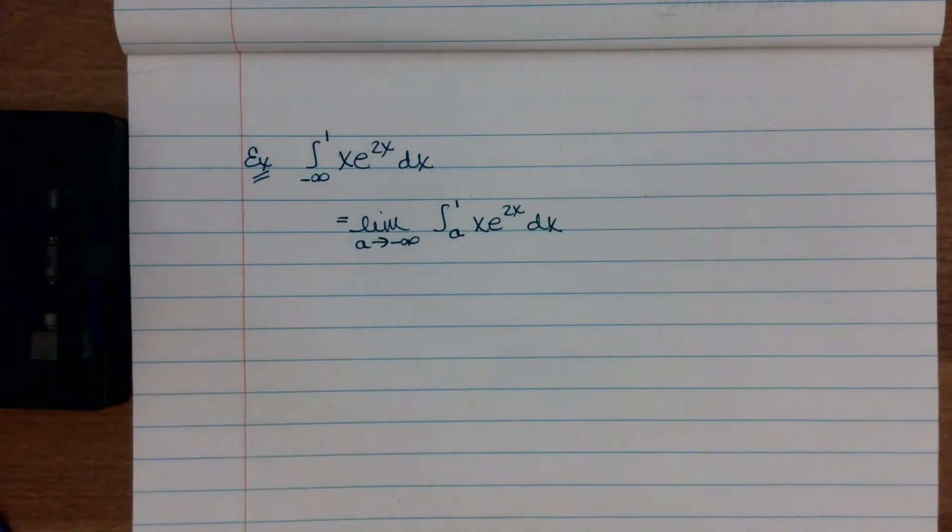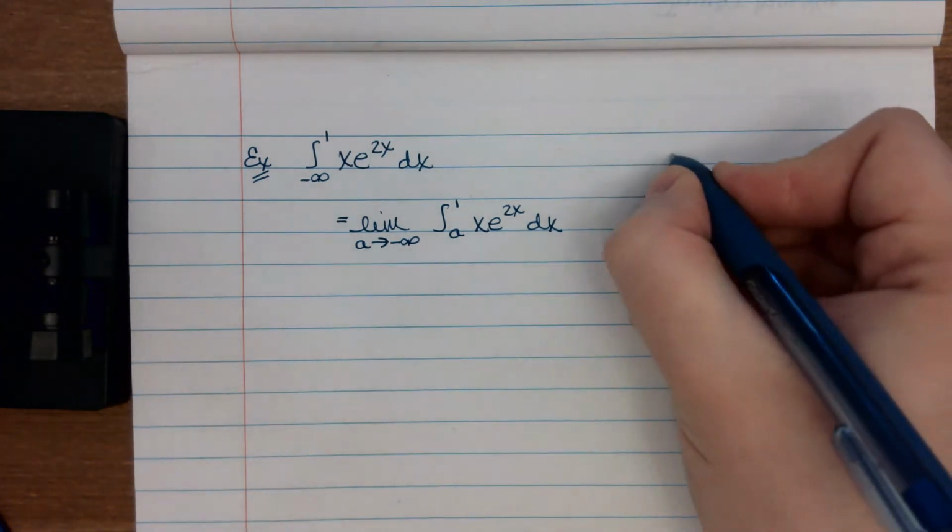X e to the 2x dx. Use substitution won't get us there. What can we do with this? Did you say integration by parts, that product rule that we just looked at? Maybe you did. Hopefully you did.